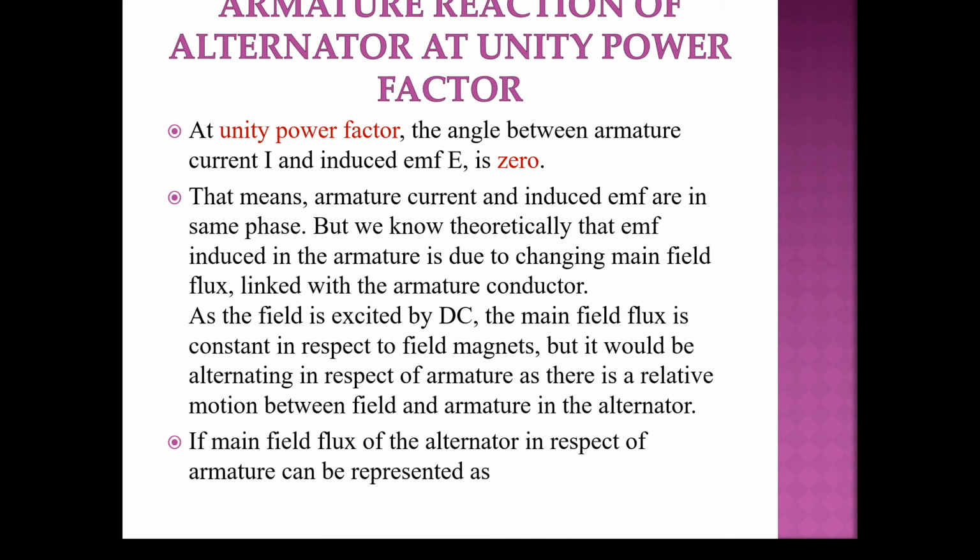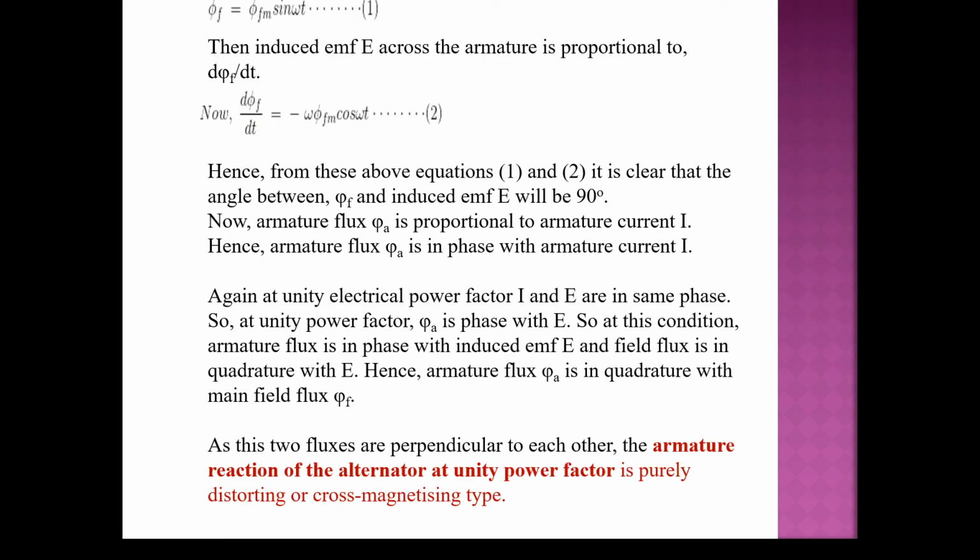If main field flux of alternator in respect of armature, we are expressing as phi f equals phi fm sin omega t, so induced EMF will be proportional to d phi f by dt, that is minus omega phi fm cos omega t. We are taking the differentiation of equation 1. Okay, d by dt of phi f, that is phi f is phi fm sin omega t. Phi fm is constant here, derivative of sin omega t we are taking as minus omega cos omega t. So from equation 1 and 2, what we can say is that angle between phi f and EMF induced will be 90 degrees. Phi a is proportional to I.